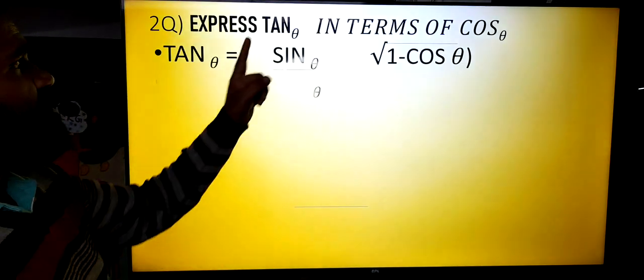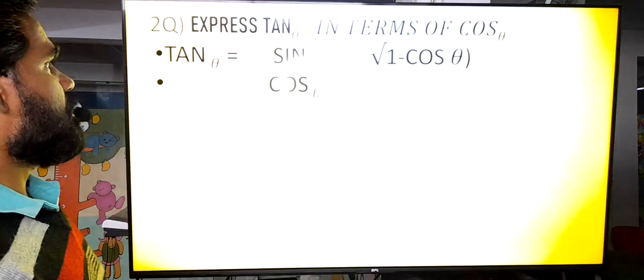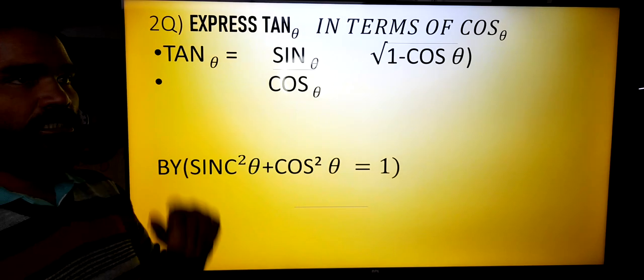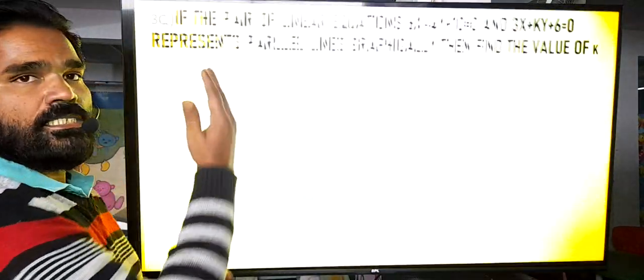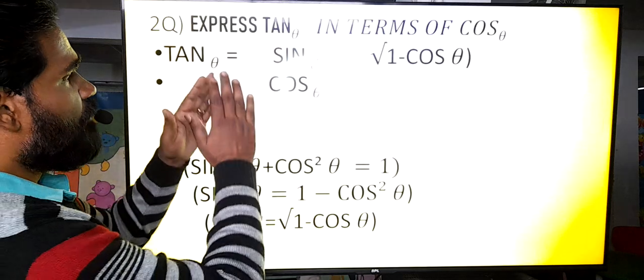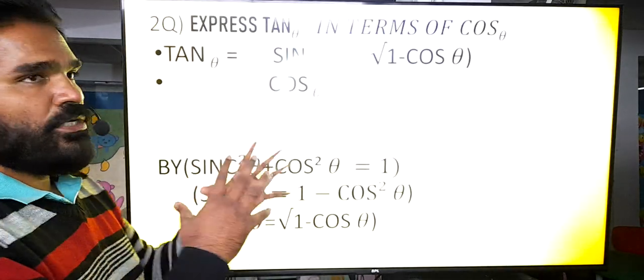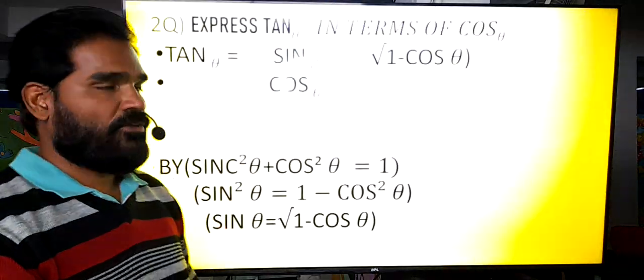So here we have two ratios given, tan theta and cos theta. To express tan theta in terms of cos theta, what we do is first we will write the formula of tan theta. What is the formula of tan theta? Tan theta formula is sine theta by cos theta. Now in this sine theta by cos theta, we need to see that this sine theta is removed, and we need to make sure that only cos theta is used in the expression of the answer.